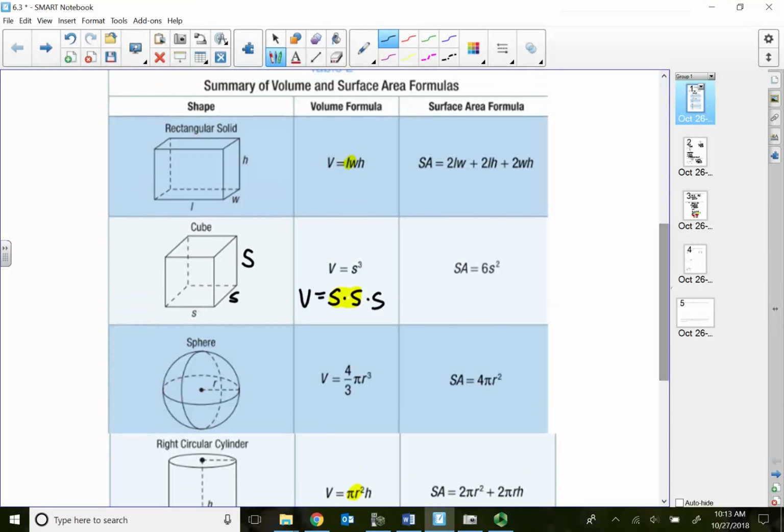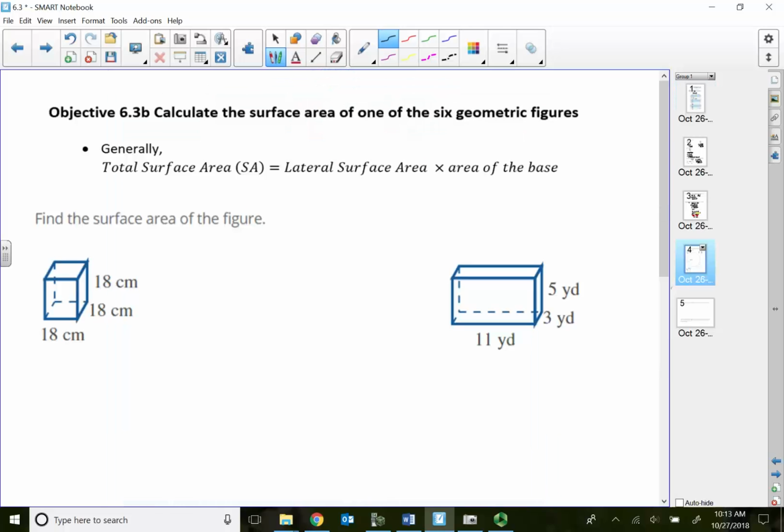Generally speaking, these formulas are very specific, okay? To find the total surface area, which we denote as SA, we take the lateral surface area. Oh, this is my mistake again. Taking the lateral surface area plus... if you put in a handout, please write a plus right there. It's the lateral surface area plus the area of the base.